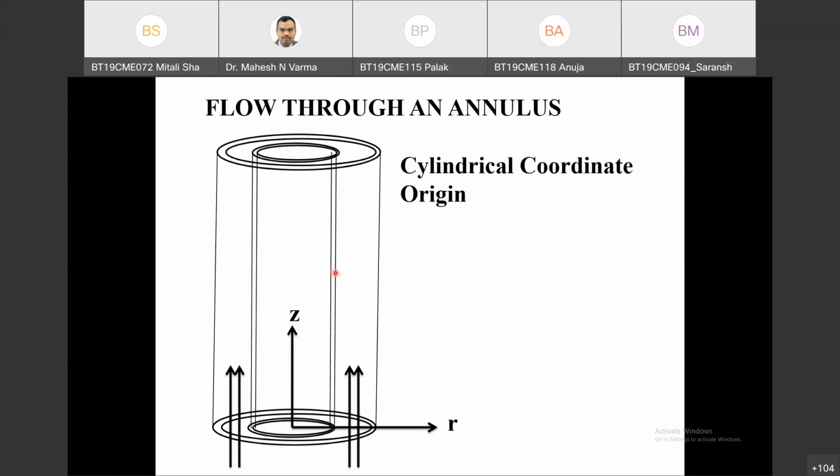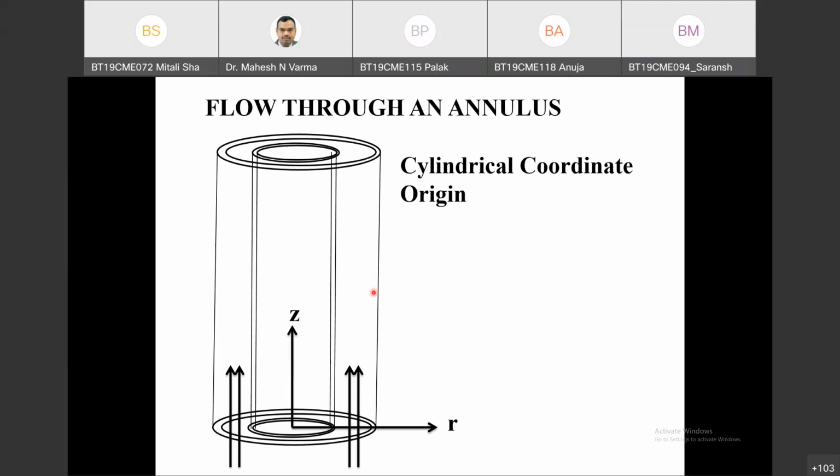And at R equal to capital R also. So here velocity is zero, and here also velocity is zero. That is the no slip boundary condition. So velocity will increase and then decrease. This is the kind of velocity profile you will expect.